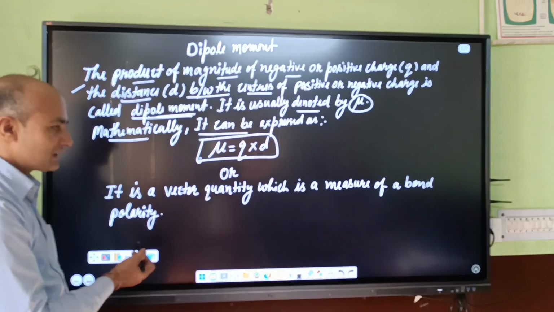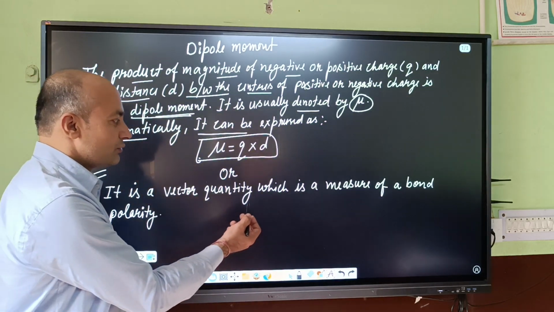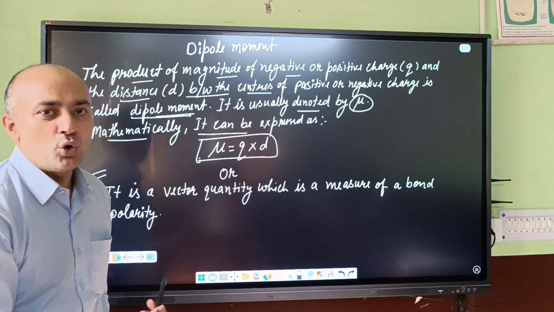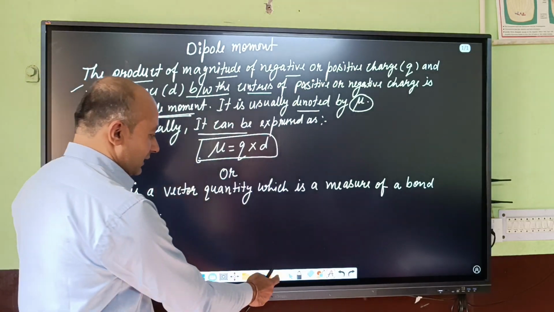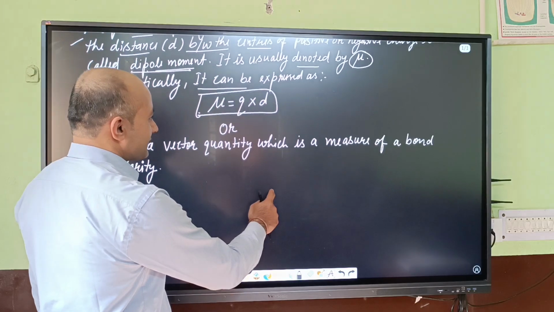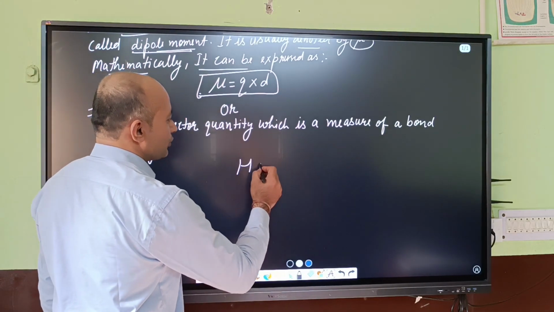Another, simpler definition: it is a vector quantity which is a measure of bond polarity. Girls and boys, a measure of bond polarity. It can be understood easily through an example. Suppose the example is HCl. Girls and boys, HCl.